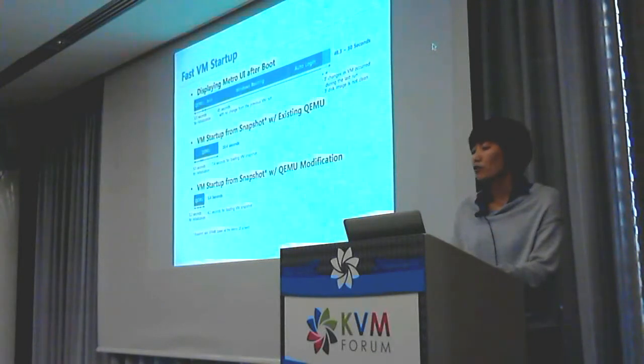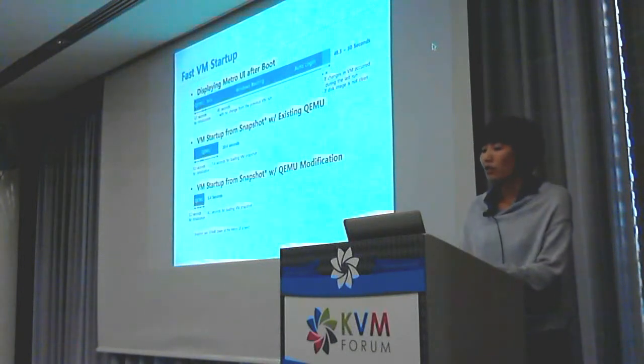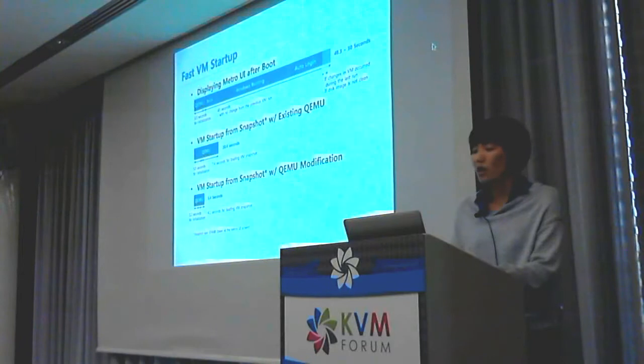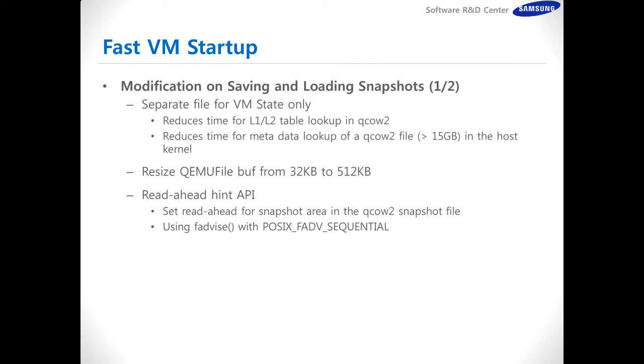If there was a major change in configuration in VM or this image was very dirty, it took additional 7 seconds. If we take a snapshot and start from it, it took about 10 seconds. And at the time we took the snapshot, the size was around 580 megabytes. By modifying QEMU properly, we got 5 seconds. I'll talk about how we were able to get 4 seconds for loading VM snapshot.